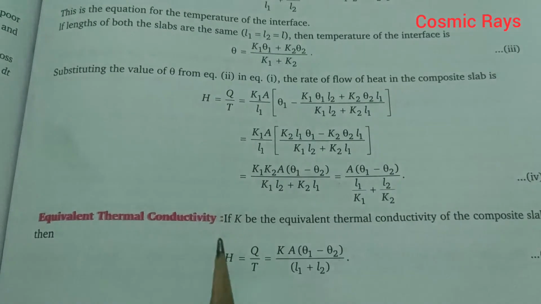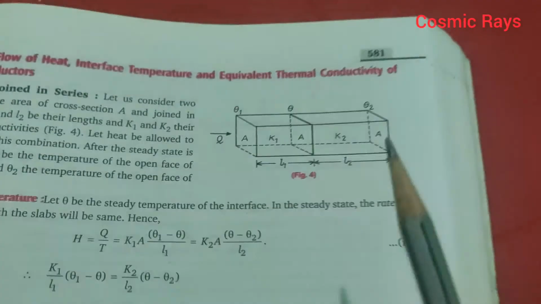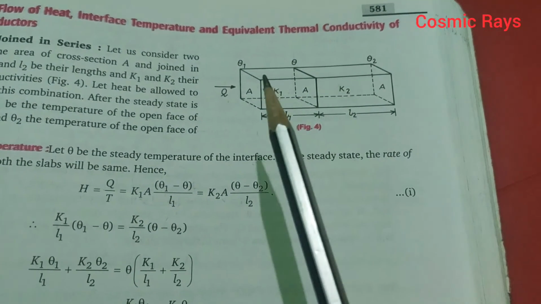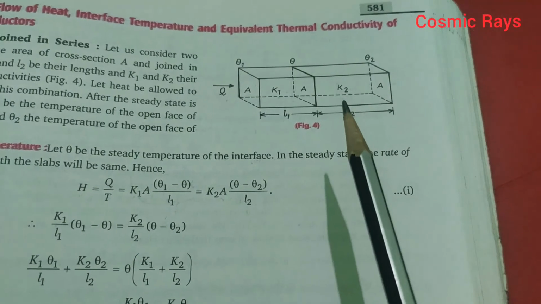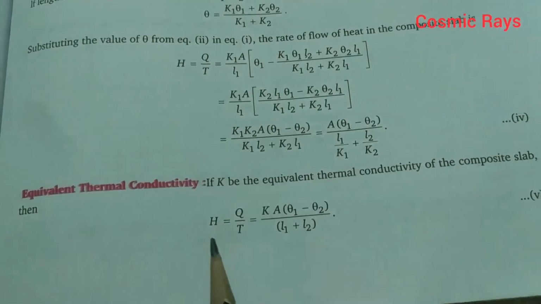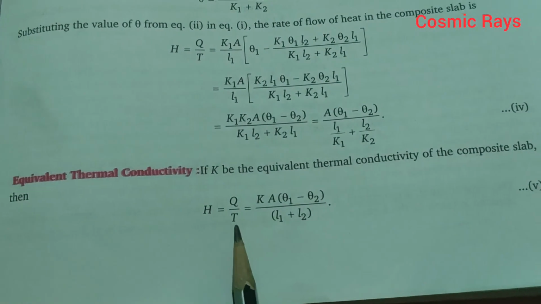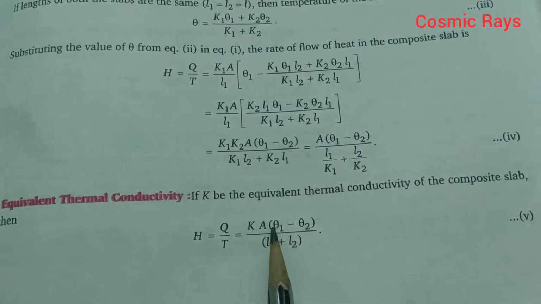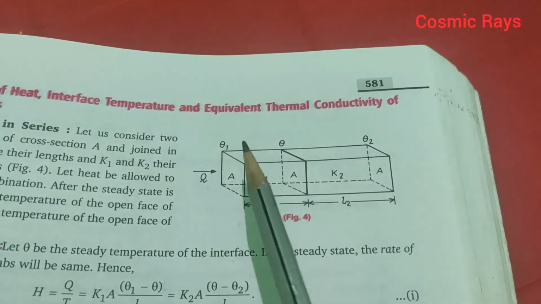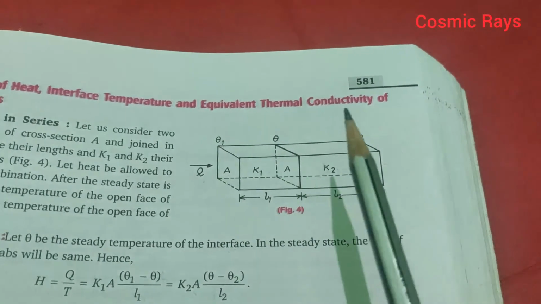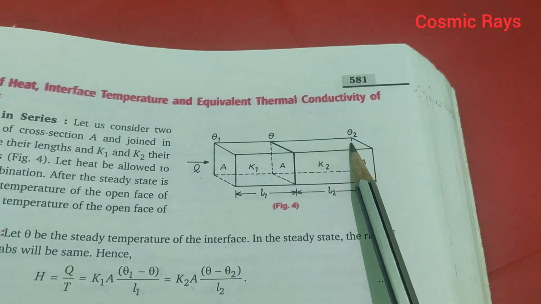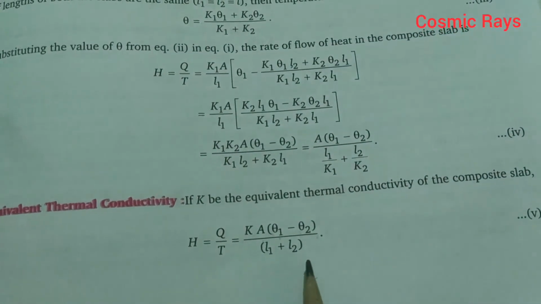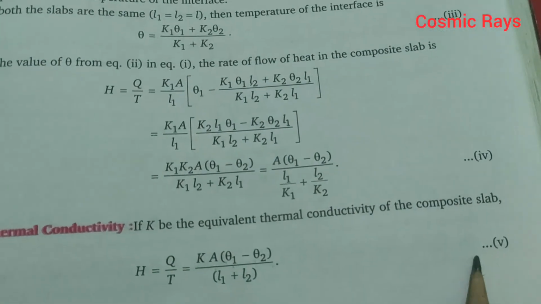Now finally, to find the equivalent thermal conductivity of this whole slab, that means what will be the thermal conductivity if we consider this as one slab and not two different slabs. So for that again we use the formula H is equal to Q upon T, which is equal to KA. Now here in this case the temperature difference becomes the temperature of the first phase, that is theta 1, minus the temperature of the second phase, that is theta 2. So we are writing KA (theta 1 minus theta 2) upon (L1 plus L2). This is marked as equation 5.